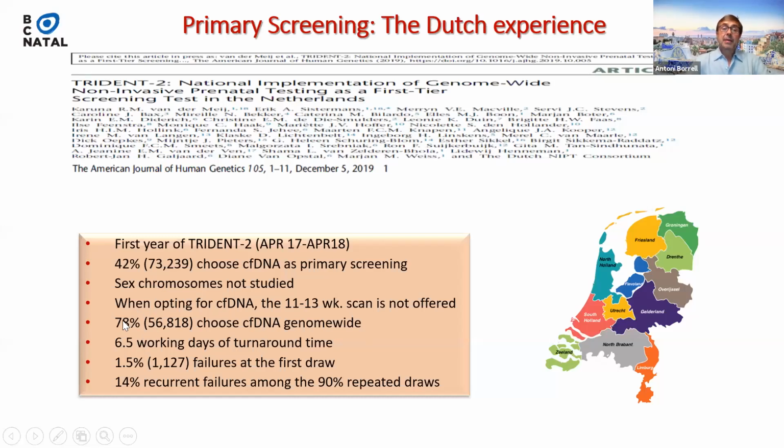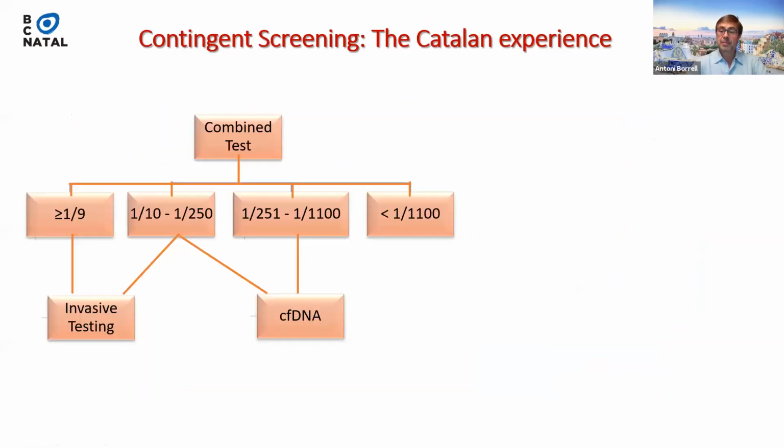And they let women opt for basic cell-free DNA testing, test 13, 18, or 21, or genome-wide testing, so all the chromosomes. And most of the women, as I have already explained, prefer to have cell-free DNA genome-wide. The working days are 6.5, and the failures at first draw are low, 1.5%, and 14% of recurrent failures among the 90% repeated draws.